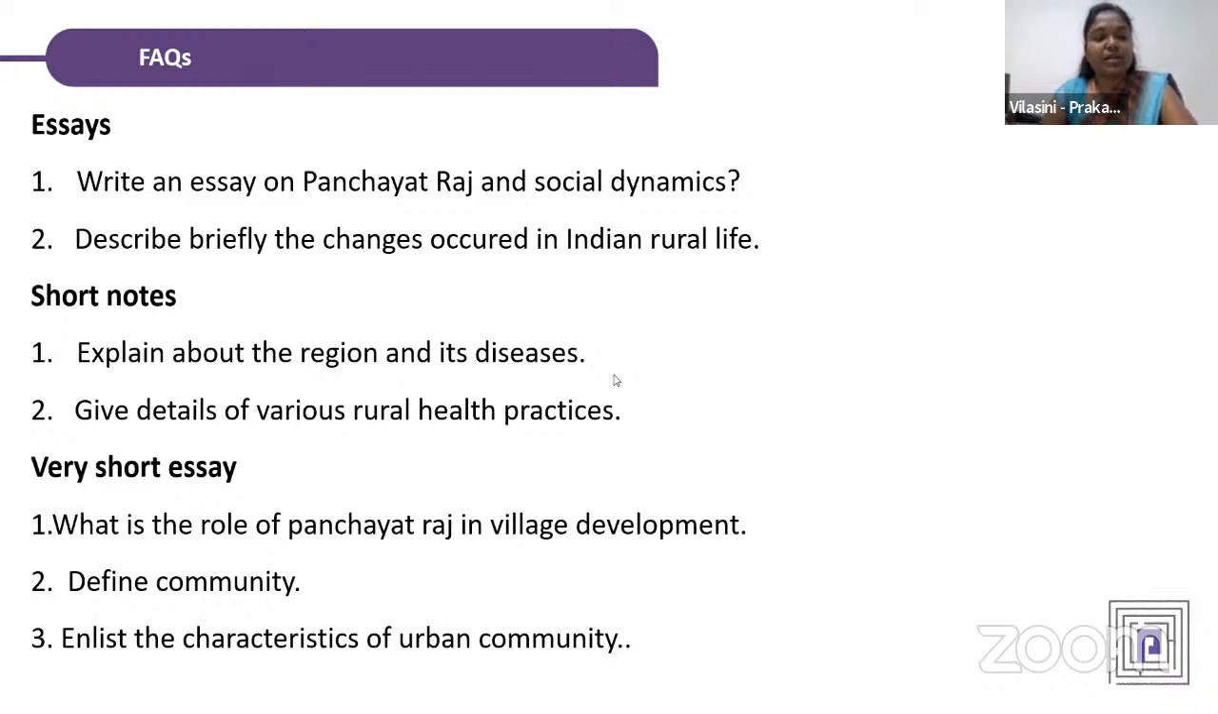Then coming to the very short questions: what is the role of Panchayat Raj in village development? It was a developing step for the village people, bringing many facilities and developmental changes. The next is, define community. Community is a small or larger area with a territorial aspect. The next is, enlist the characteristics of urban community. Here you can mention a maximum of 2 to 3 characteristics of urban community.